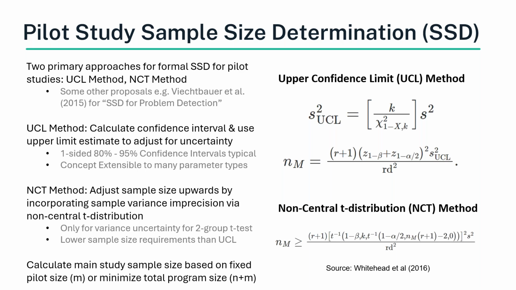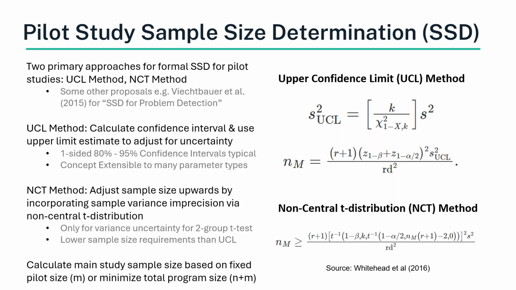But in terms of these two methods, UCL and NCT, for the UCL method, effectively what we want to do is calculate a confidence interval. In this case, for the papers we're talking about here, the Whitehead paper in particular, for the variance or the standard deviation. The standard deviation would obviously just be the square root of the variance in this scenario. And basically, we want to calculate the confidence interval, which is based on the chi-square distribution, basically the ratio of the sample variance to the true variance can be related via the chi-square distribution if you include the degrees of freedom, which are related to sample size.